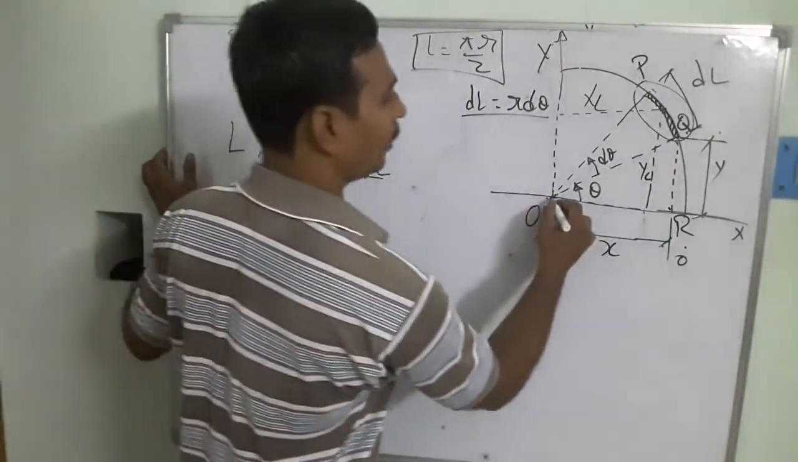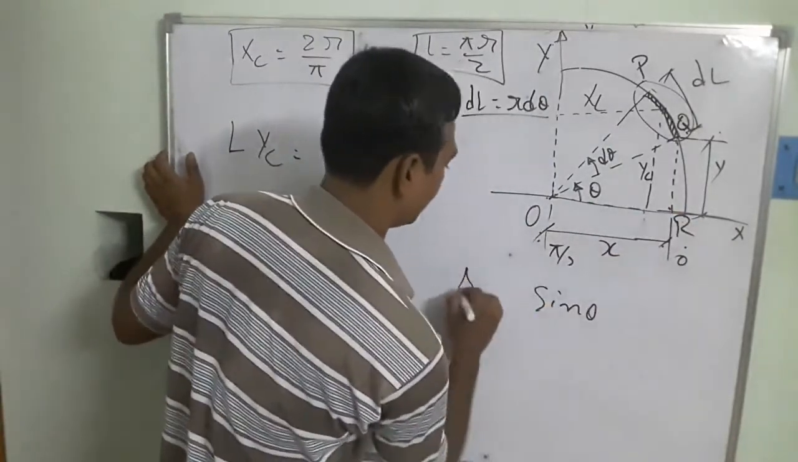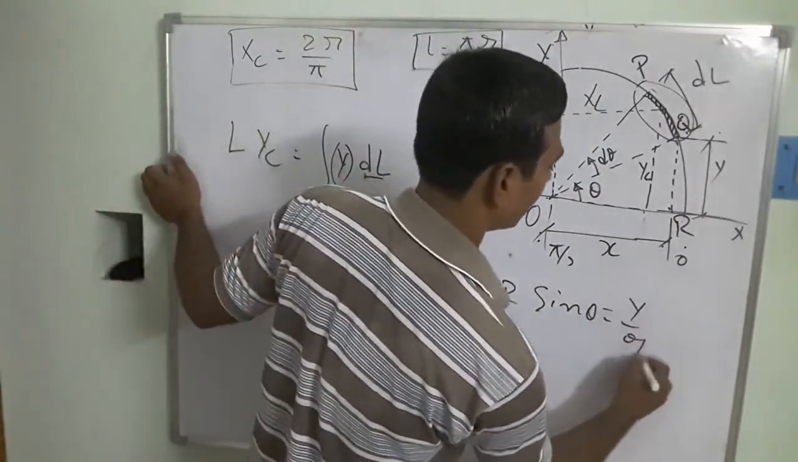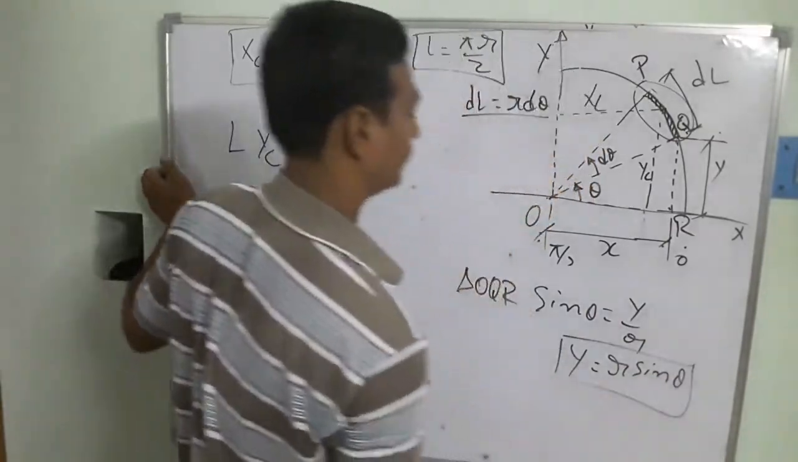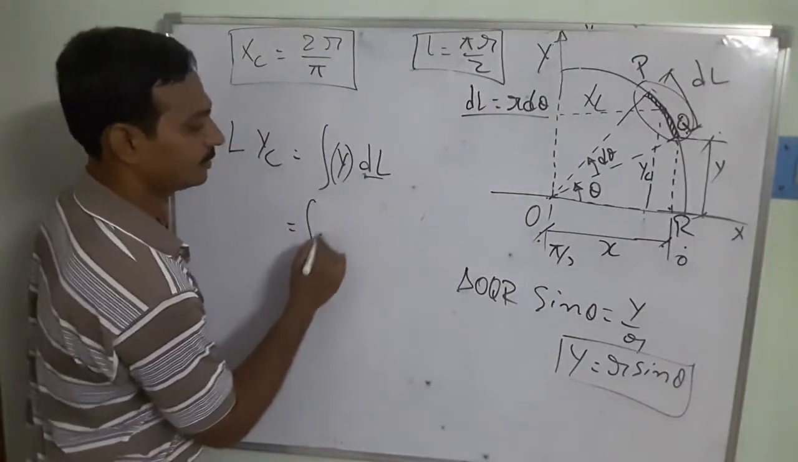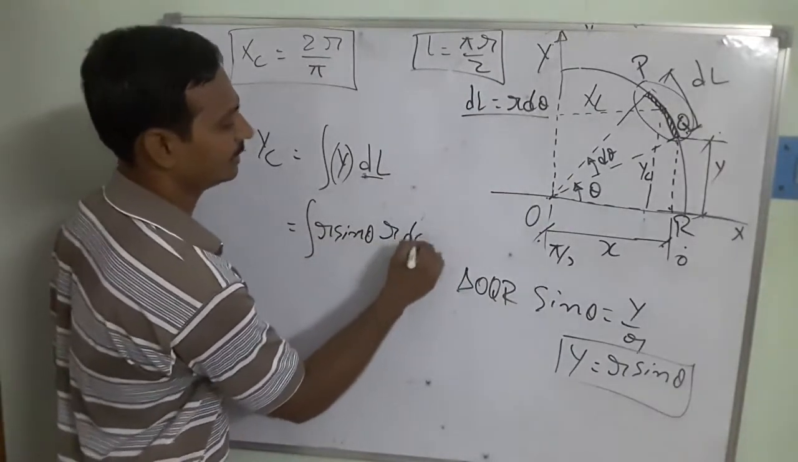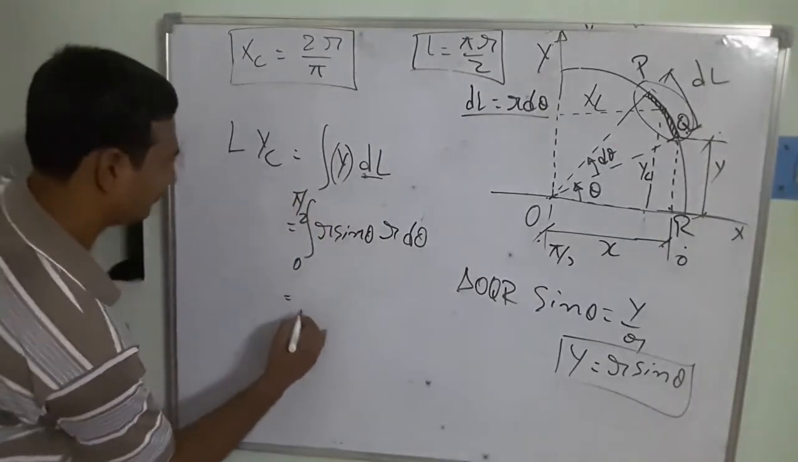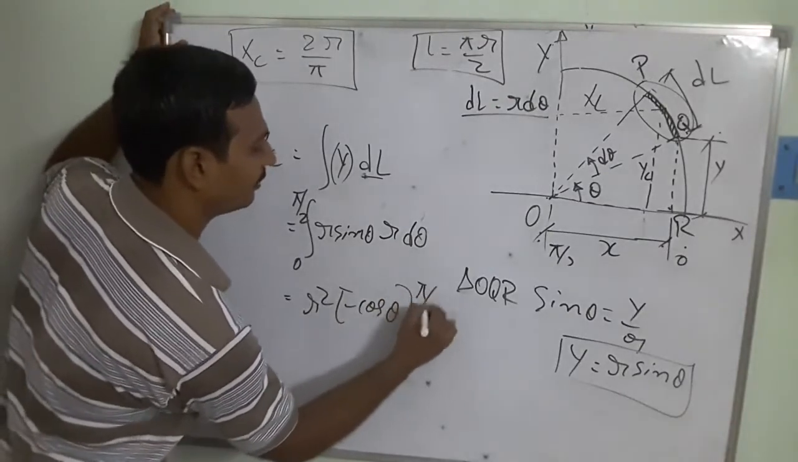How are we going to calculate y? From the same triangle OQR, sin theta is equal to y by r, so y is equal to r sin theta. Substitute in this equation: y is equal to r sin theta, and similarly dl is equal to r d theta. So this is from 0 to pi by 2, and on further simplification we get r square times minus cos theta from 0 to pi by 2.